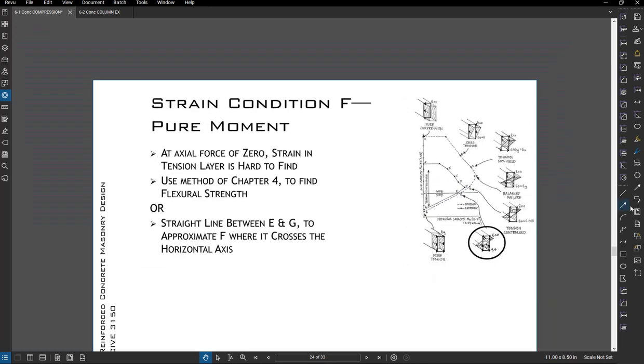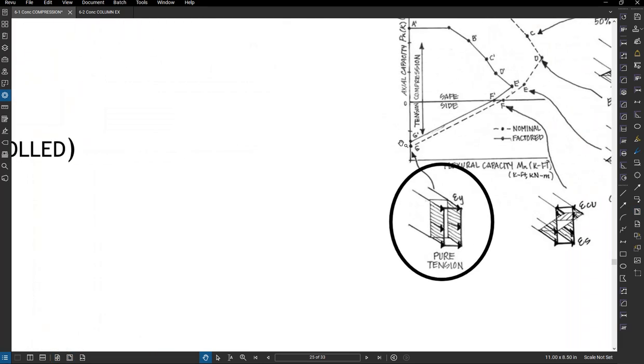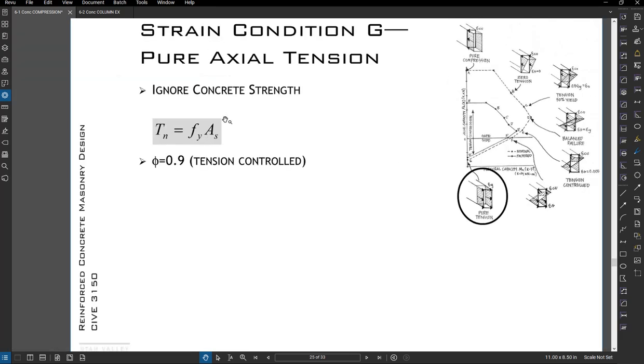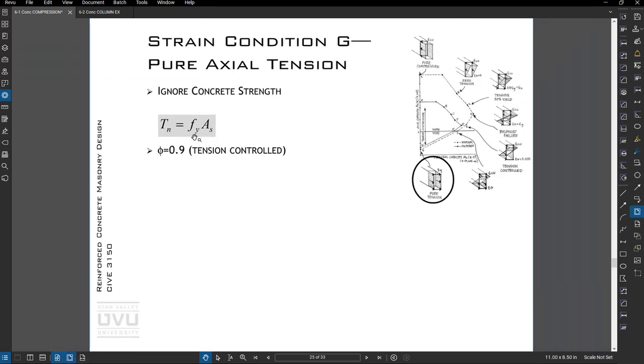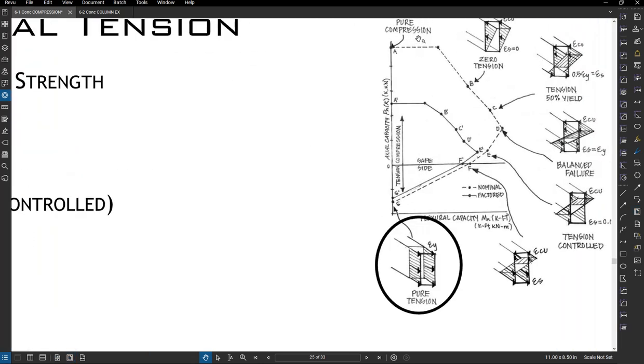Okay, and then the last calc is we're going to find the tension capacity, this point here. That's just ignoring the concrete strength, taking the yield strength, 60 ksi usually, times the area of all the steel, and then multiplying by 0.9. Once we do that, we get the nominal capacity curve, and we get the factored capacity curve.